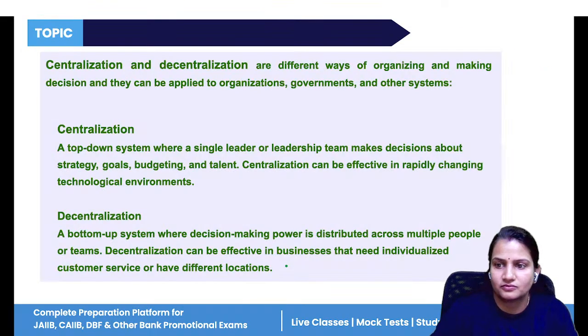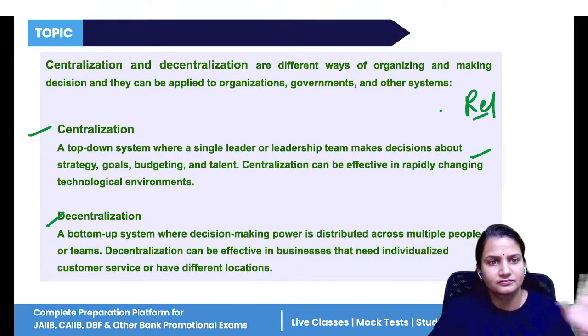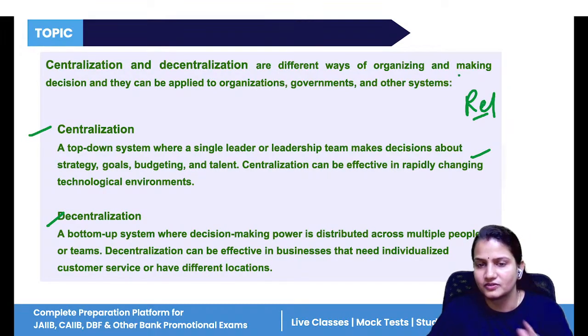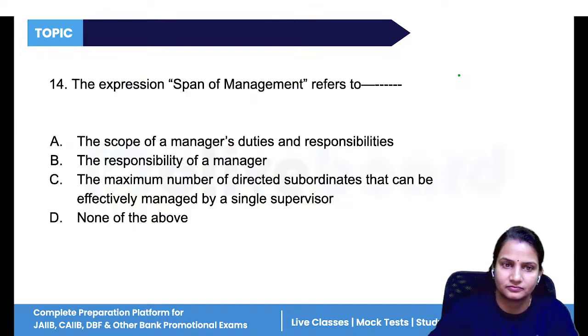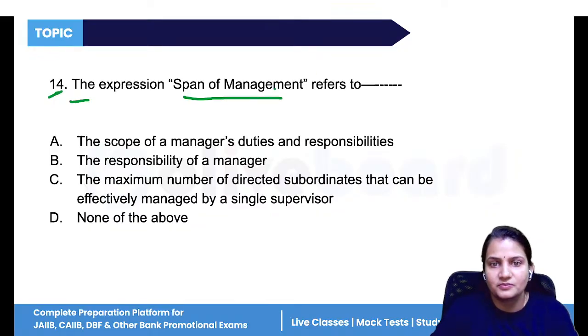All right, some more is given for your reference. Later on, this PDF will be uploaded after the session gets over, so you all can download it and go through the PDF. Now, next, question number 14, the span of management. What is the meaning of span of management?